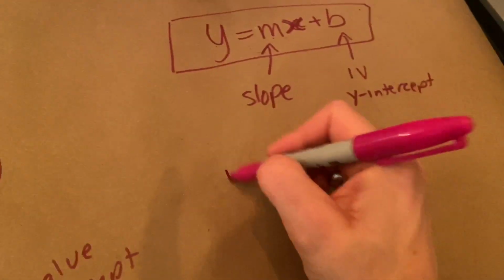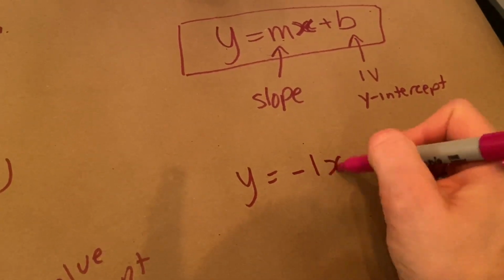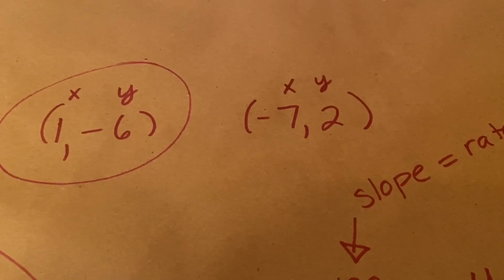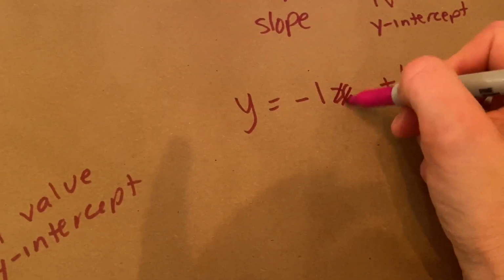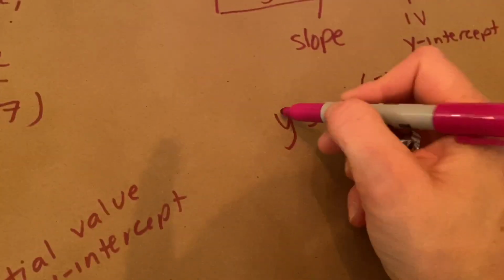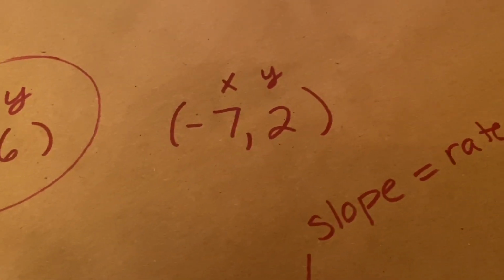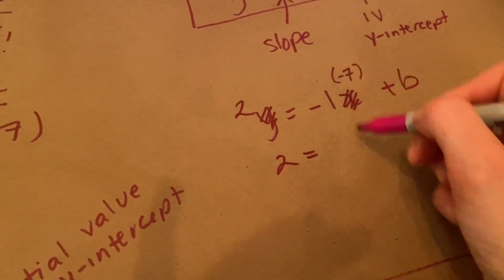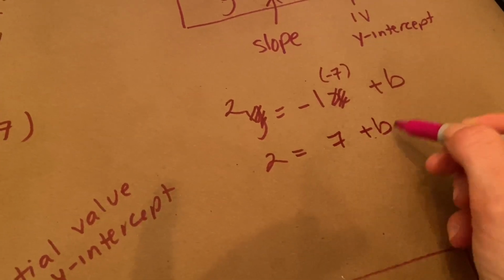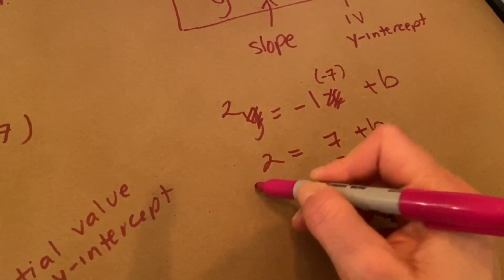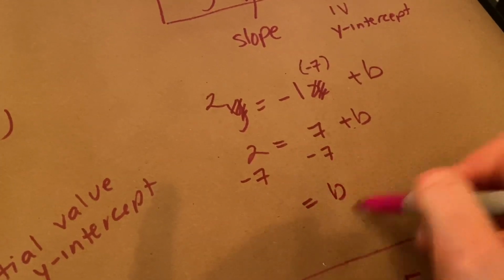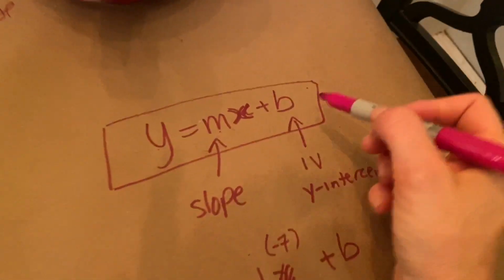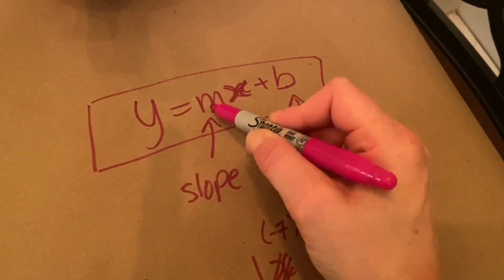So remember, we knew that it was going down 1 every time. Let's check. Let's use the minus 7 for x and the 2 for y. So over here, I'm going to cross off the x, and put minus 7. I'm going to cross off my y, and the y that goes with minus 7 is 2. So here I have 2. Minus 1 times minus 7 gives you 7 plus b. I do algebra to get the b alone, so minus 7, minus 7. My b, or my initial value, or my y-intercept, is equal to minus 5. So the minus 5 goes here, and the slope is minus 1.